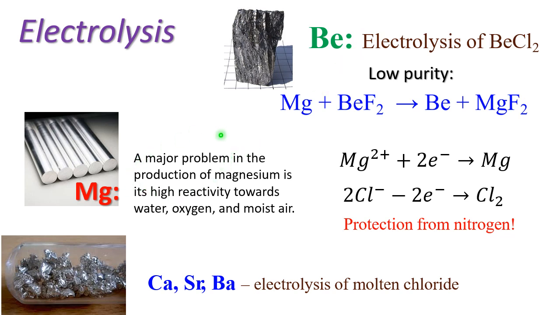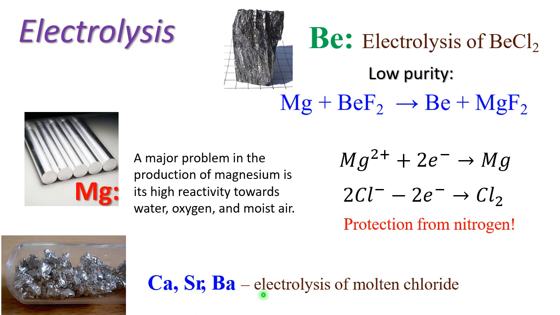Magnesium is produced in fantastically large quantities. It's relatively stable on air. The main problem in production of magnesium is very high reactivity when it's warm towards water, oxygen, and moist air. By saying air, I mean not only oxygen but nitrogen as well, which is relatively unusual. Otherwise, we run electrolysis of magnesium, obtaining Mg metal and chlorine as side product.